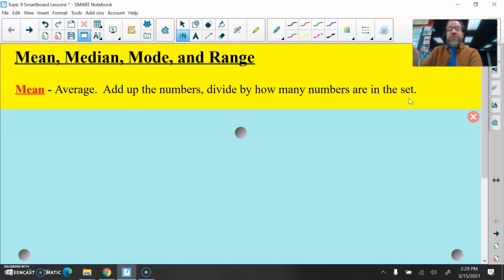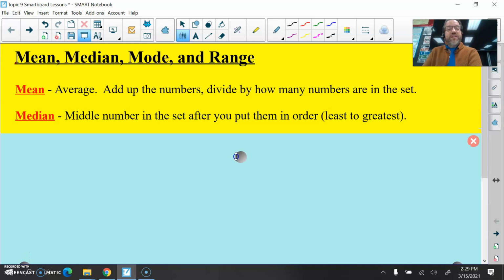Now, don't worry about trying to write all these definitions down right now. You can always come back and watch this video again and write all these down if you forget what any of them are. Okay, they'll be easy to find in the video. I'm doing this right here at the beginning of the video. So mean is just a math term for average. Add numbers together, divide by how many numbers there are in that set.